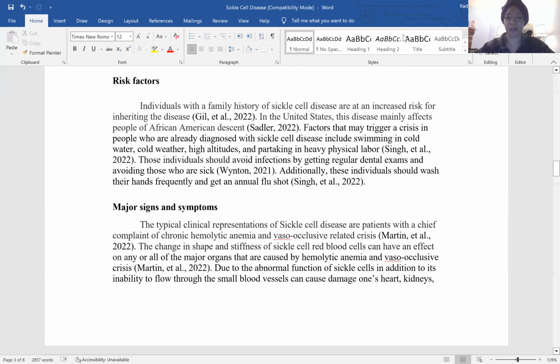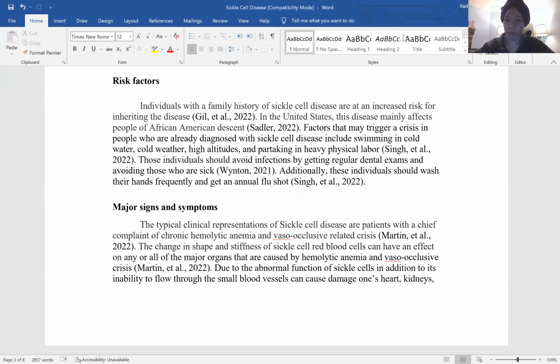So what are the risk factors? Individuals with a family history of sickle cell disease are at an increased risk for inheriting the disease. In the United States, this disease mainly affects people of African American descent. Factors that may trigger a crisis in people who are already diagnosed with sickle cell disease include swimming in cold water, being in cold weather, high altitudes, and partaking in heavy physical labor.